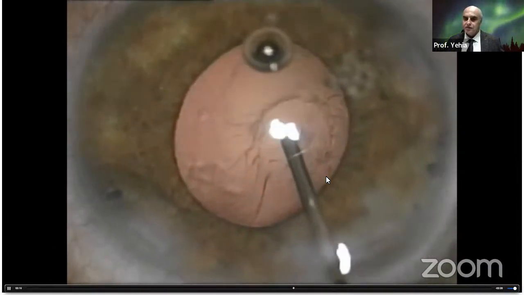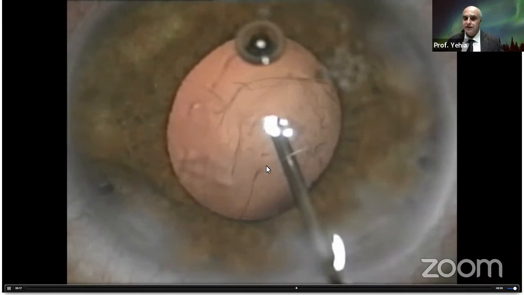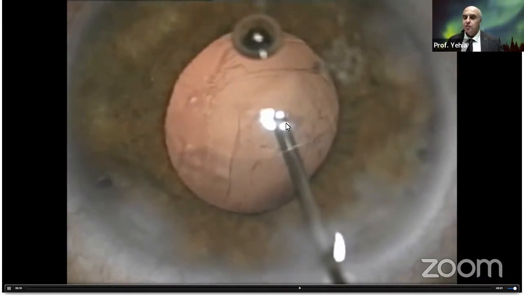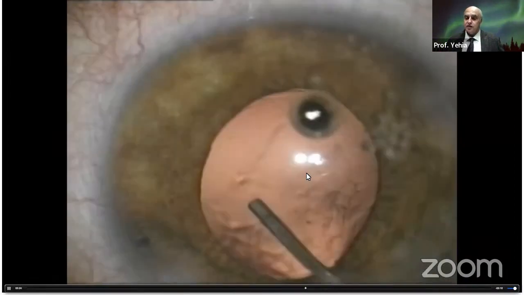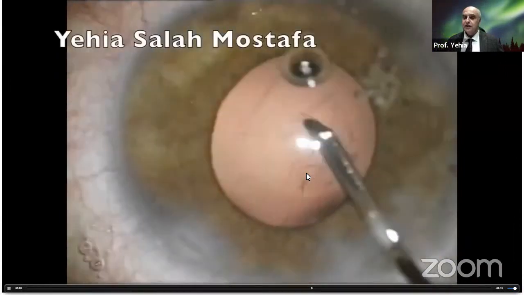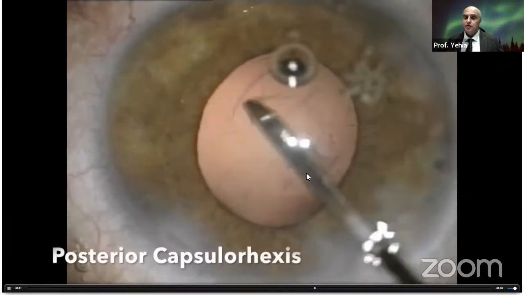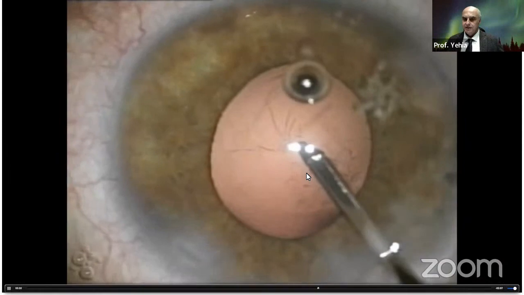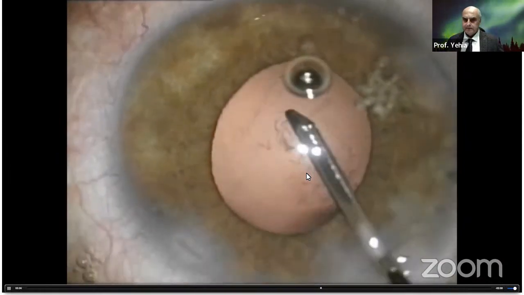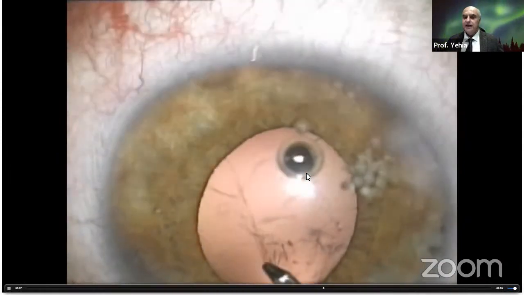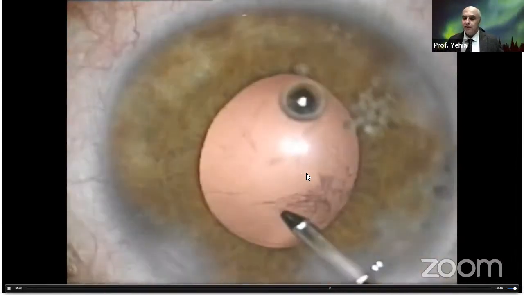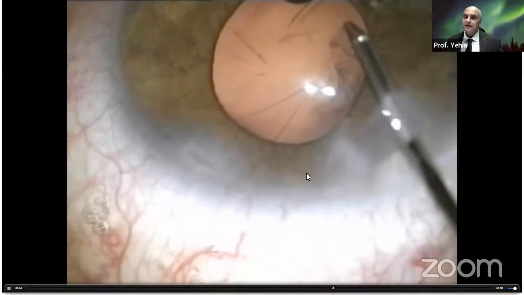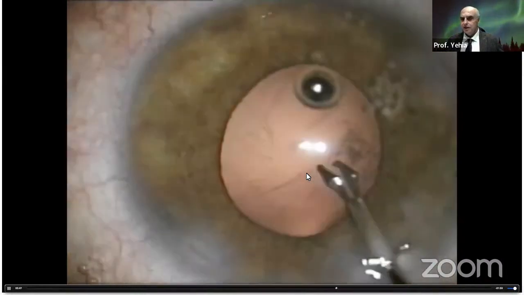Just you inside the posterior capsule, you inject this bolus of viscoelastic to push away the anterior vitreous face, then viscoelastic in front of the posterior capsule to equalize the pressure in front and behind the posterior capsule, and then you go on to do your posterior capsular access. It's a very reproducible technique. Once you learn it properly, you can do it without fear and any time you need to do it.